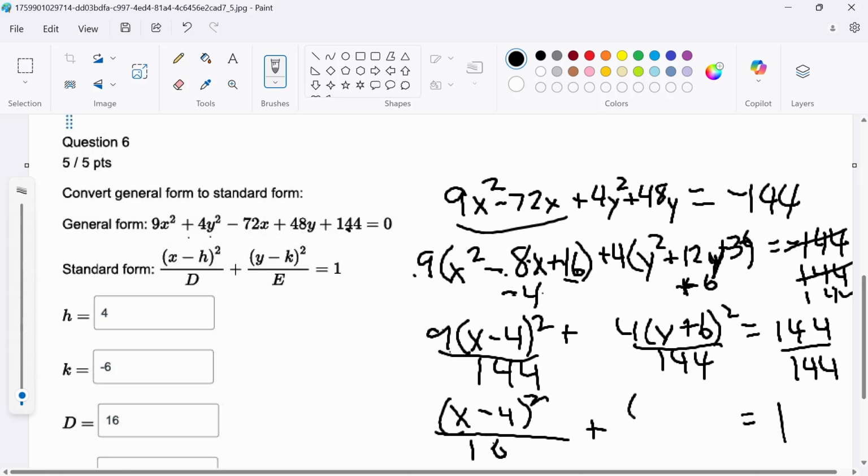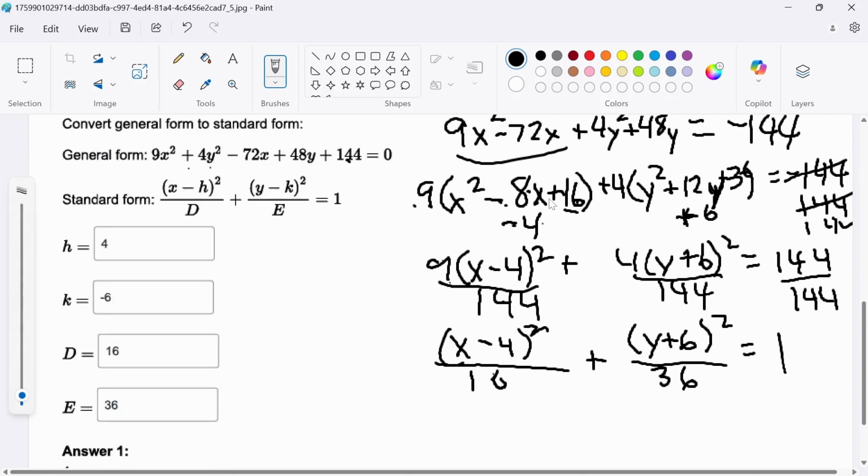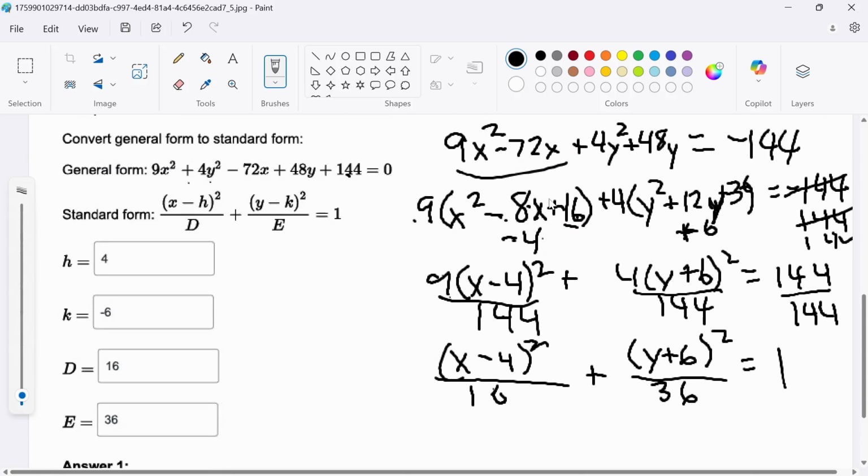144 divided by 4. I'm going to put the y plus 6 squared. 144 divided by 4. 4 times 3 is 12, 24, 36. So it's 16 and 36. So I have h, it's x minus 4. Y plus 6 is y minus negative 6. So that's why I put negative 6 in there.